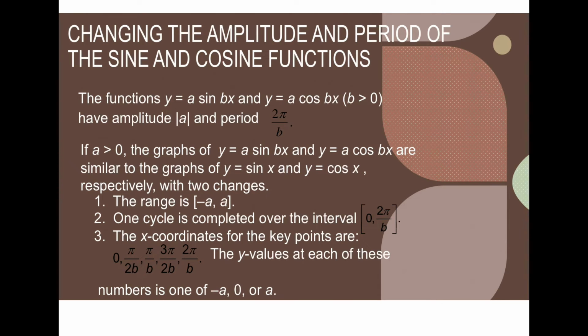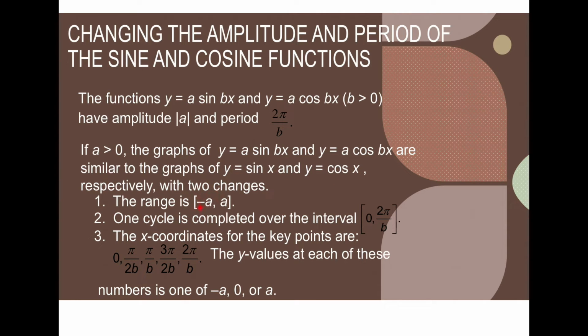So let's summarize what we found here. The functions y equal to a sine bx and y equal to a cosine bx, where b is greater than 0, have amplitude a, right? That's how high they go, the amplitude, and a period of 2 pi divided by b. Whatever the value in front of x there, that's what we divide 2 pi by. If a is greater than 0, so the period, I'm sorry, not the period, but the amplitude is greater than 0, the graphs are similar to the graphs of y equal to sine and cosine.